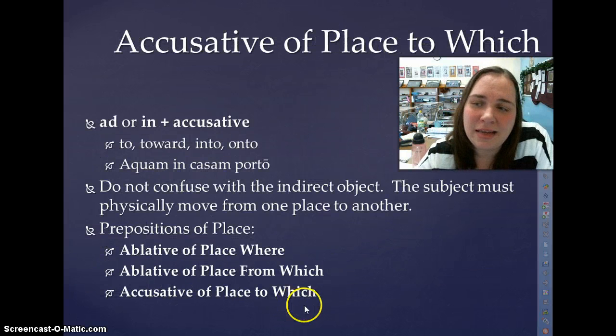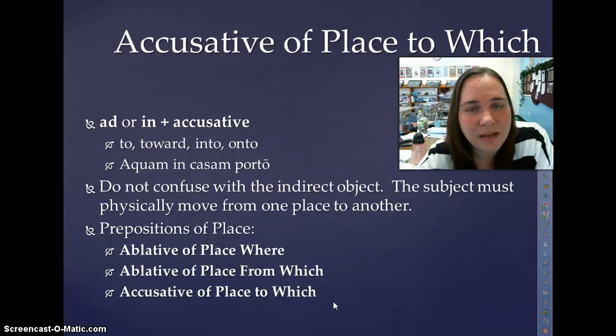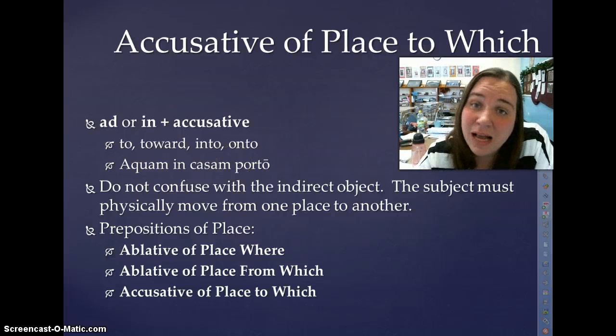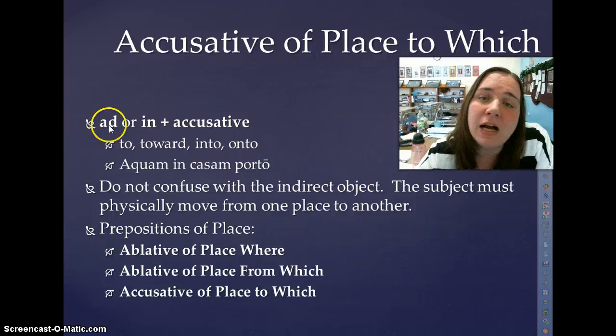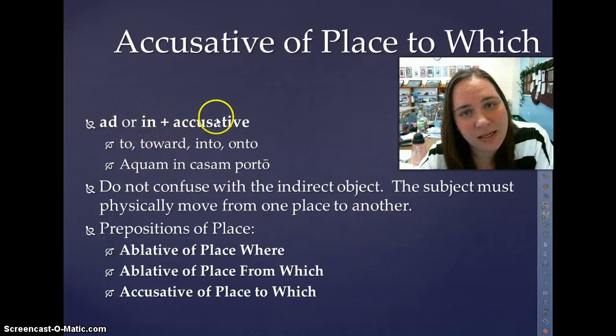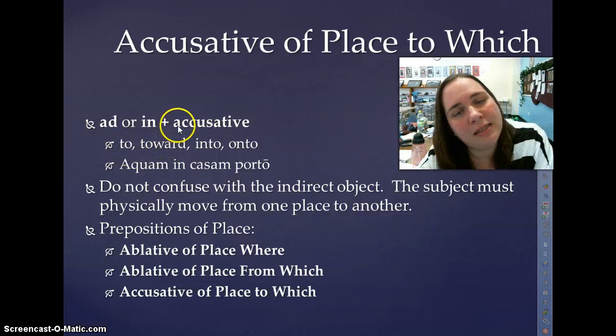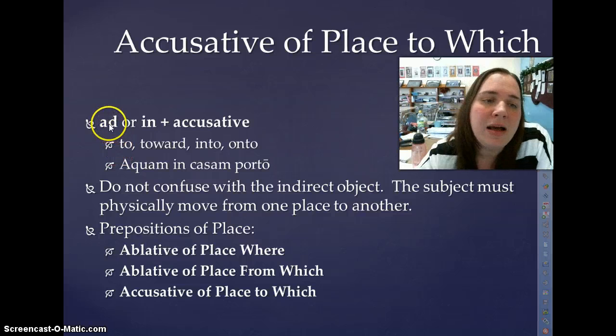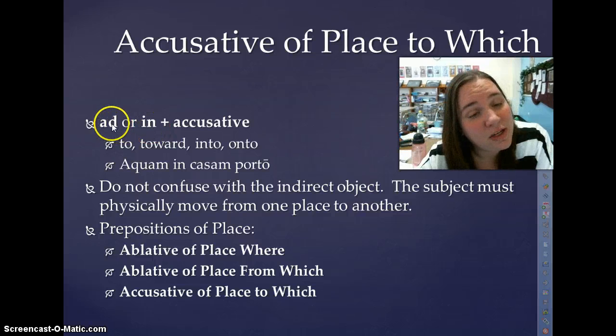Okay, the last little thing that you need to learn for this lesson is the accusative of place to which. How do you form the accusative of place to which? Actually, you guys have already been doing it in some respects because accusative of place to which uses the preposition ad or, and this one's new, in plus the accusative. So you've used ad plus the accusative before. Ad silvam, to the forest. Ad aquam, to the water. Accusative of place to which is ad plus the accusative, but it's also in plus the accusative.